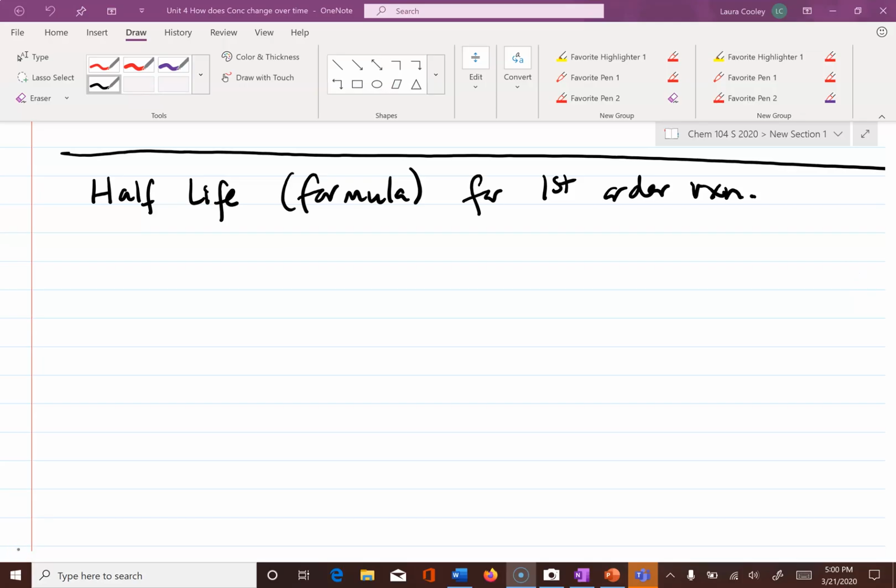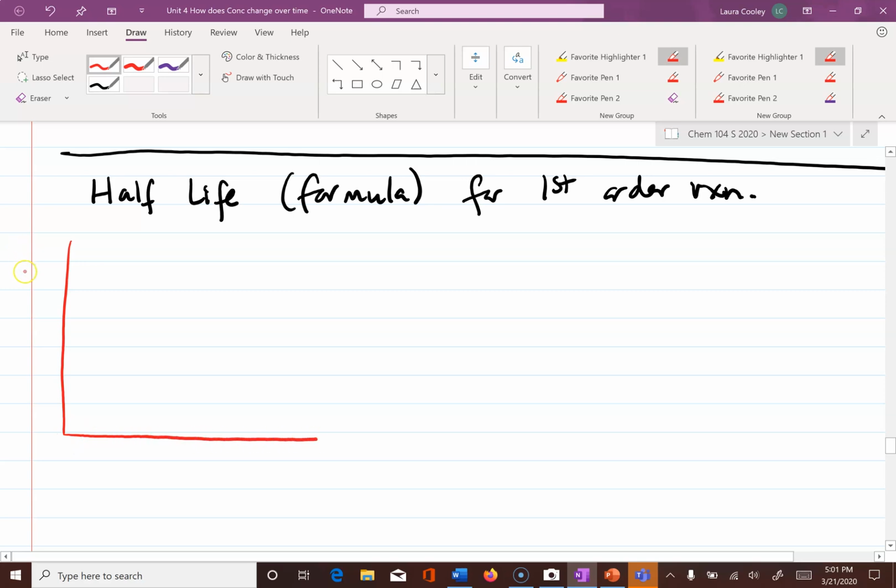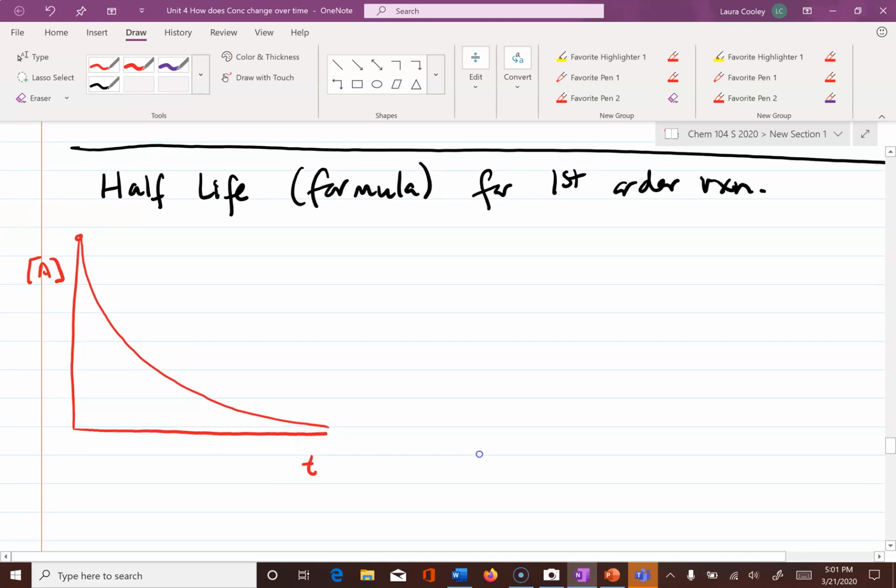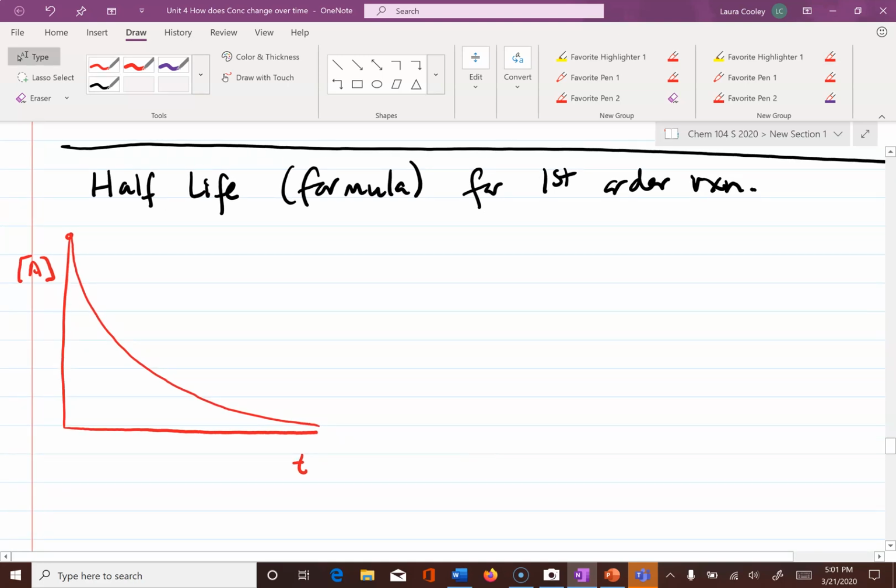So I'm going to work on the half-life formula for a first-order reaction. But first of all, I want to review a little bit that if you plotted the concentration versus time for a first-order reaction, it would definitely not be linear. Remember, it's linear if you plot the log of A versus time. But I want to show you on this graph what's meant by half-life.